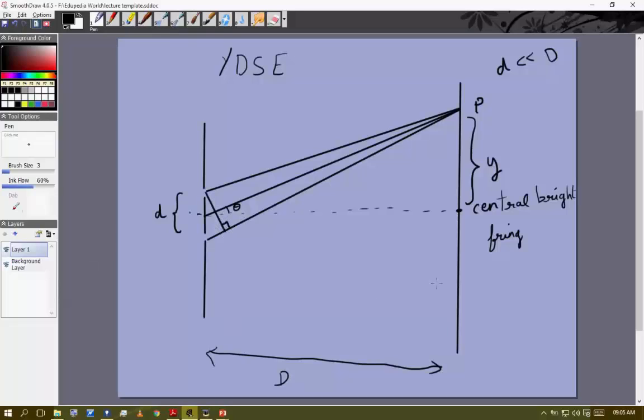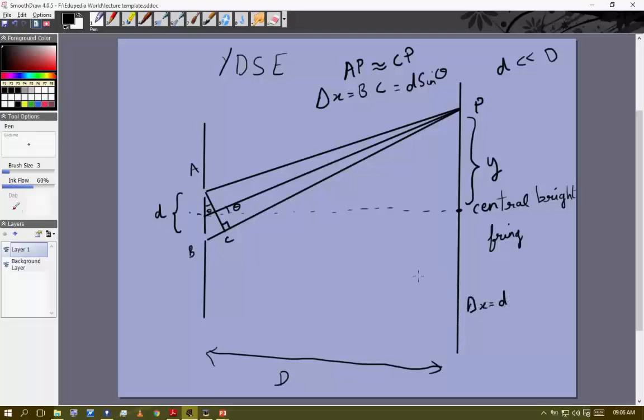And this is 90 degrees, this is a very big distance. We can assume that this is almost equal to 90 degrees because this angle is very small, and we can assume that this is an isosceles triangle. So if this point is A, this point is B, and this point is C, then we can assume that AP is approximately equal to CP. In that case, the path difference delta x is equal to BC. If this is theta, then delta x, which is BC, is equal to d sine theta. So from here we get the path difference delta x is equal to d sine theta.